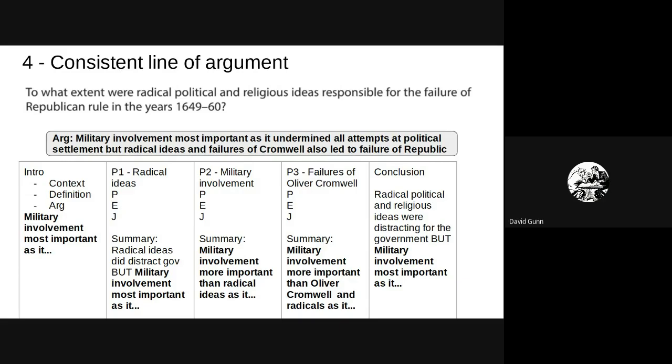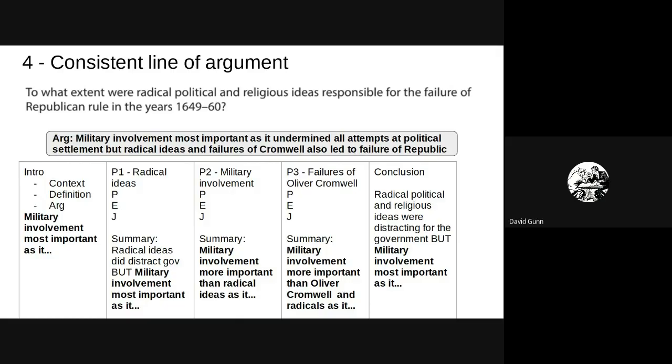So you link into your argument in paragraph 1. Paragraph 2 is going to be on military involvement. It's going to be the one you're arguing. And again, at the end of the paragraph, you're weighing it up against the one in the question. Okay. Paragraph 3 is on another factor. So I've put failures of Cromwell, for example, or actions of Cromwell. And again, you link back to your argument at the end of that paragraph and weigh it up against the one that you've been talking about in the paragraph and the one in the question. So you've got to weigh up all 3 here.